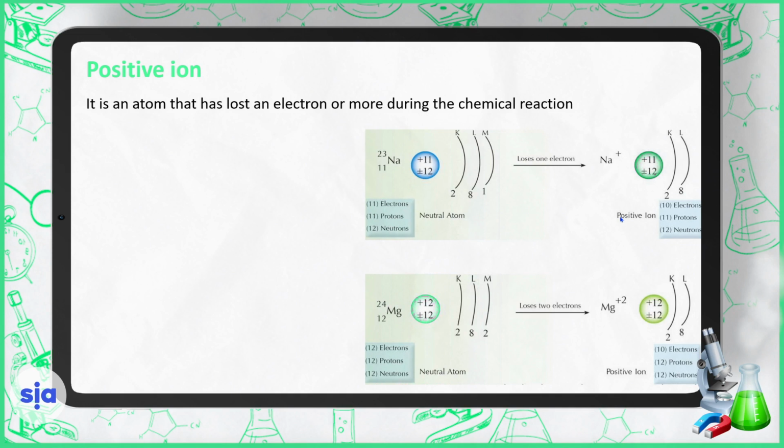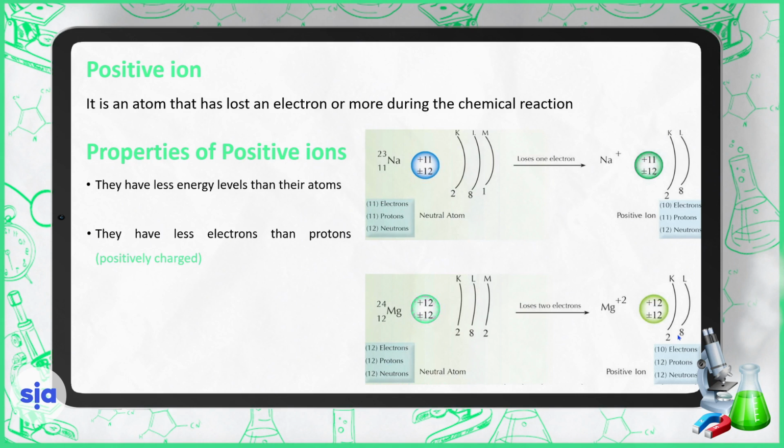Magnesium, the same idea. It has 2 electrons in the outer energy level. During a chemical reaction, it will lose these 2 electrons and become with only 10 electrons in its electronic configuration, changing it into a positive ion also. Properties of positive ions. They have less energy levels than their atoms. They have less electrons than protons. This is common sense because they lost electrons and they become positively charged.